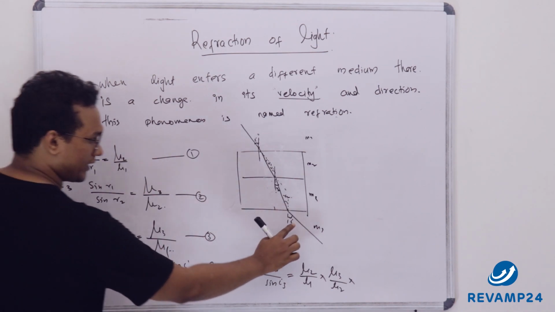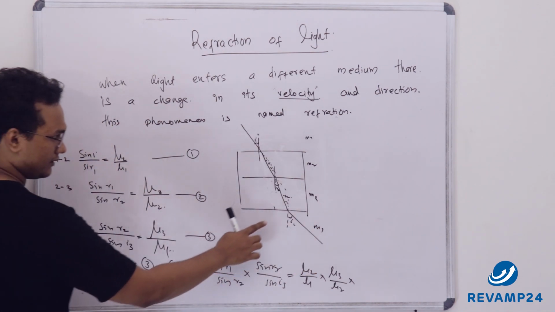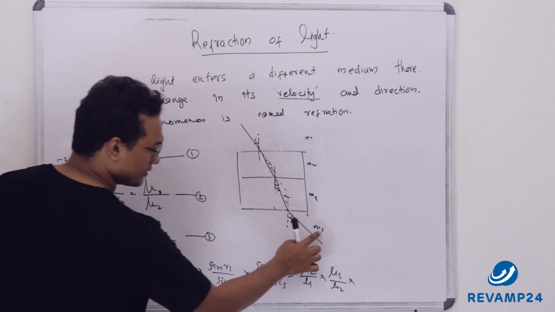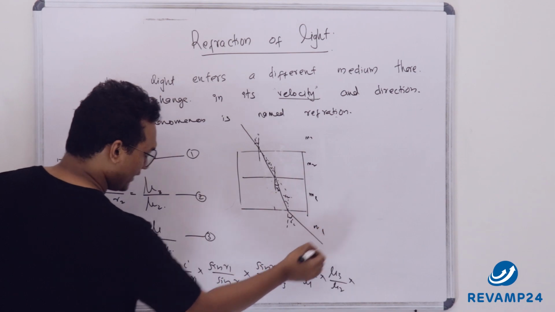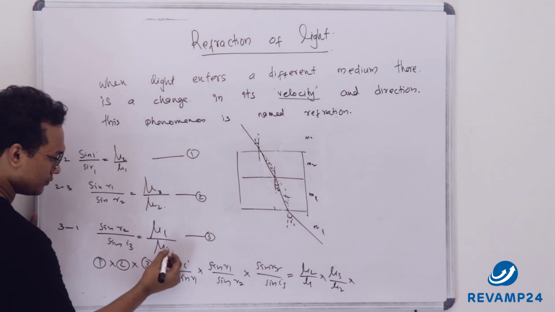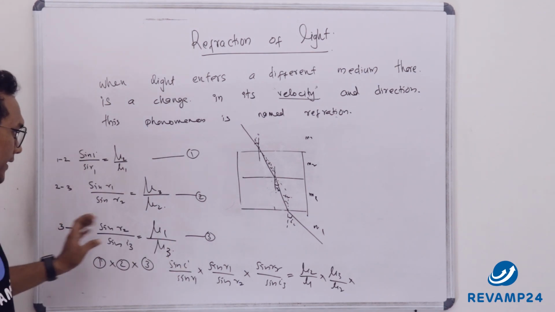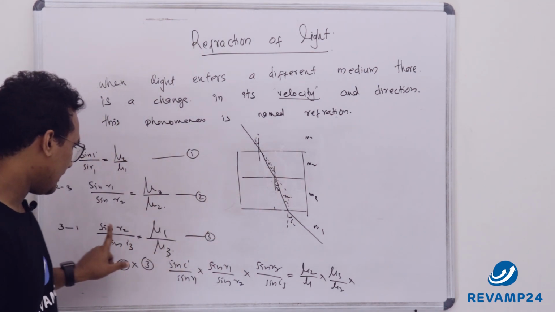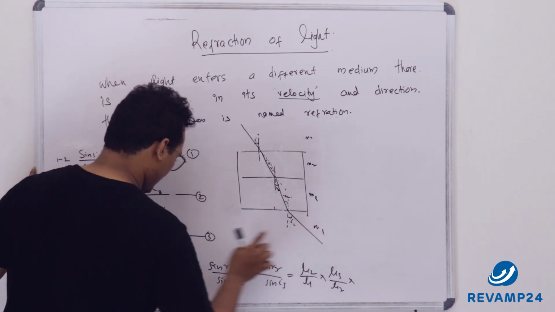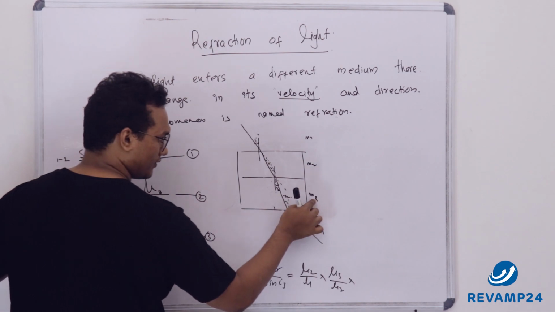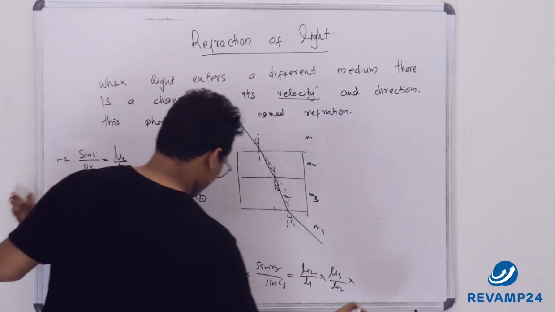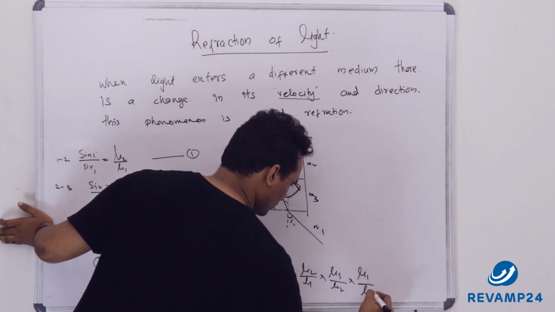Okay, here at this interface I made a mistake. This is not mu 3, this is medium 1. So this is mu 1, and the first medium is mu 3. This value, sin r2 divided by sin i3, is the second medium mu 1 divided by the first medium mu 3. This is medium number 3. So that is mu 1 divided by mu 3.